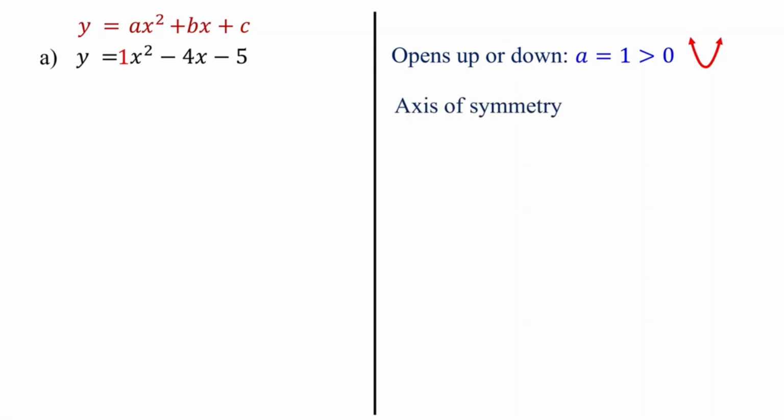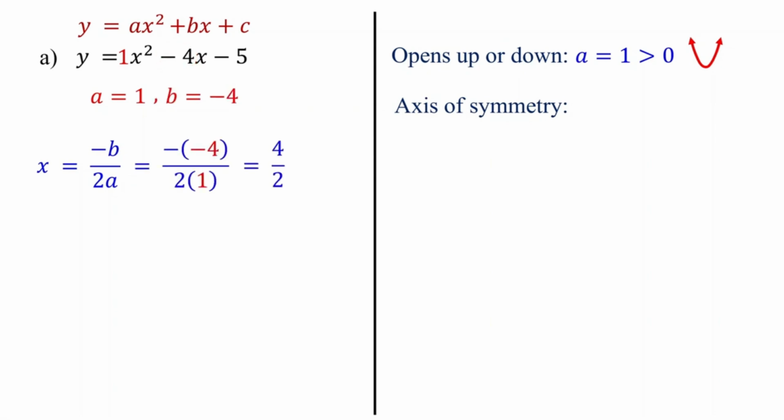Next, find the axis of symmetry, which is a vertical line that divides the parabola into two equal halves. The formula for the axis of symmetry is x equals negative b over 2a. For our function, a is 1, b is negative 4. Substitute these values into the formula. This simplifies to 2, right? Therefore, the axis of symmetry is the vertical line x equals 2.